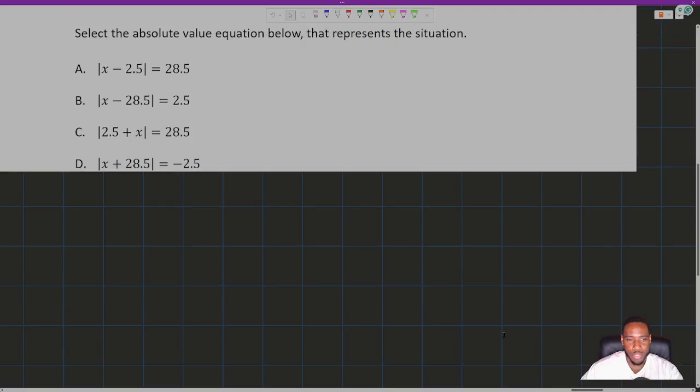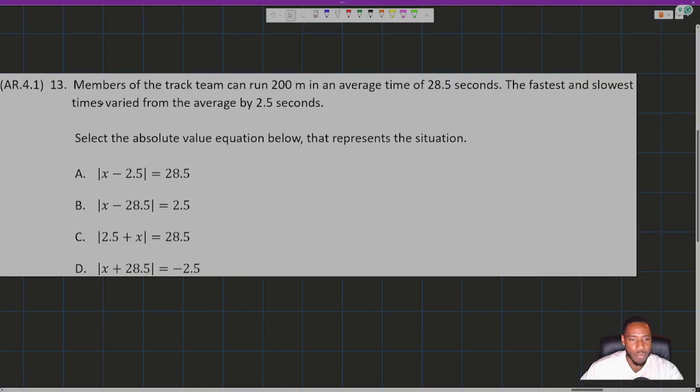All right, 3 more questions. Number 13 says we got members of the track team that can run a 200 meter an average of 28.5 seconds. The fastest and slowest time is varied above the average by 2.5 seconds. They ask us to select the absolute value equation below that represents the situation. And this one's going to be a pretty easy one to knock out as long as we keep our heads about us and think about the definition of absolute value.